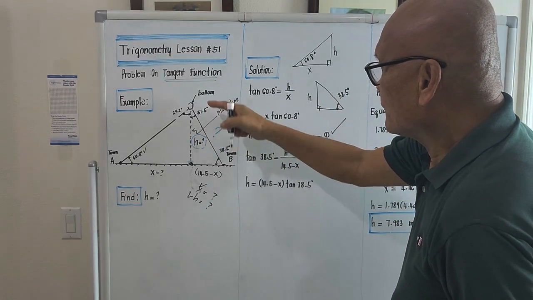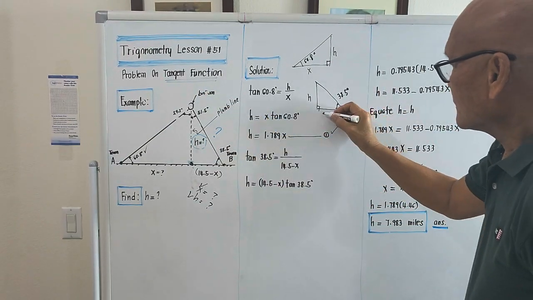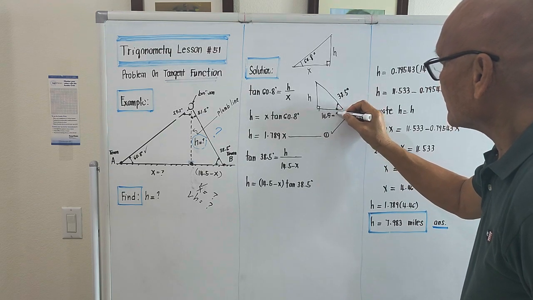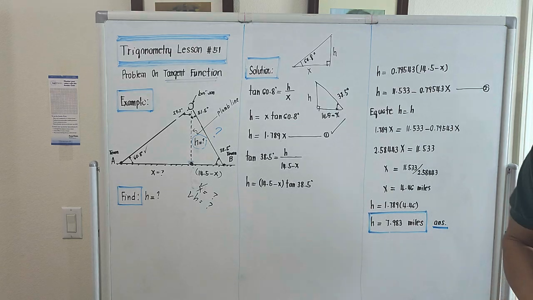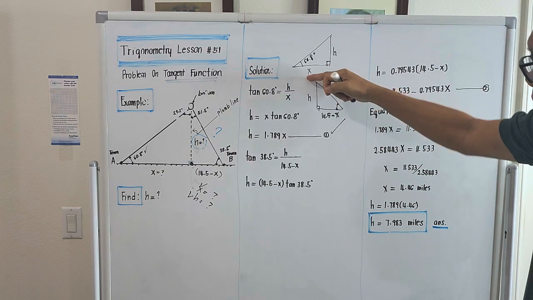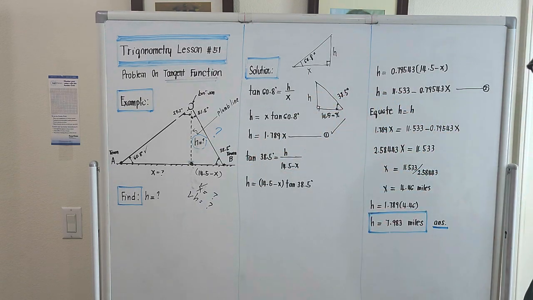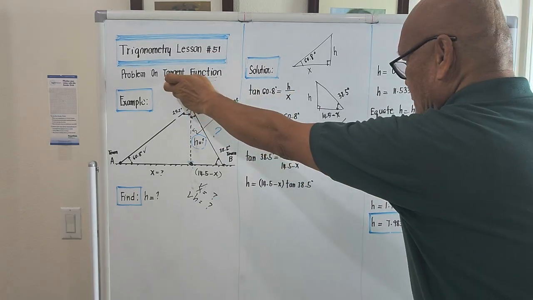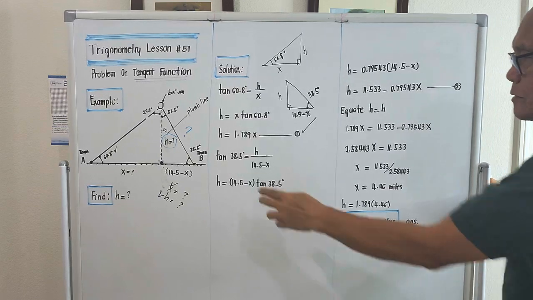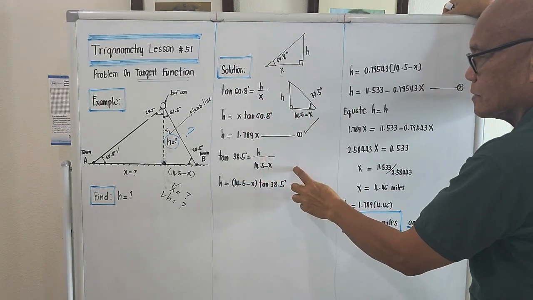This 51.5 comes from the observer, okay? And this is 14.5 minus x. Okay? So the relation of h here with respect to the side, considering 38.5, it will still be tangent function. The subject matter is tangent function. So tangent of 38.5 degrees should be equal to h over 14.5 minus x.